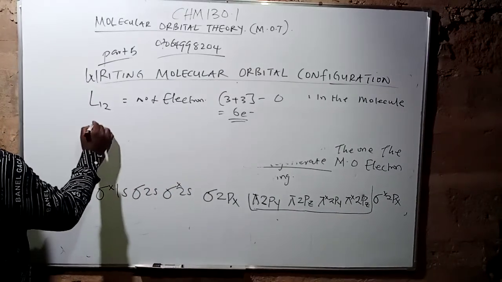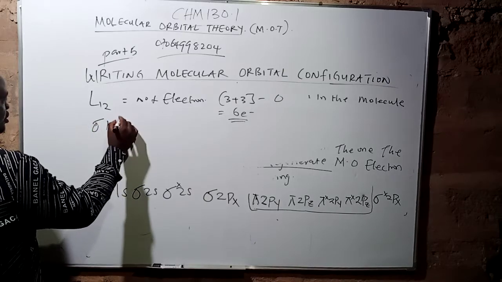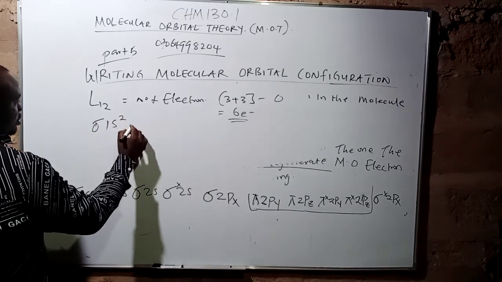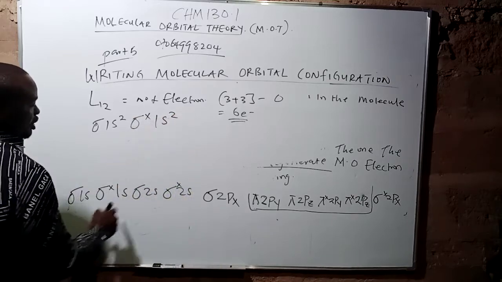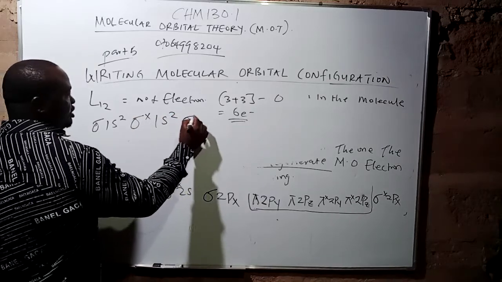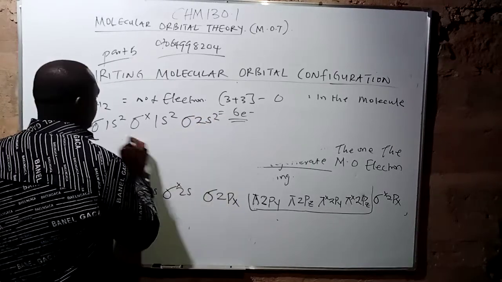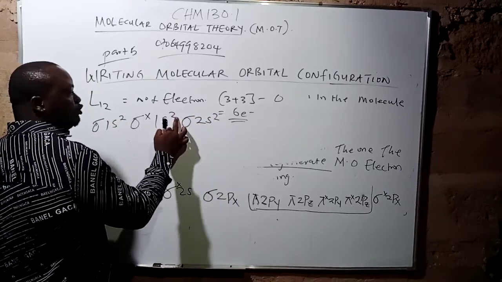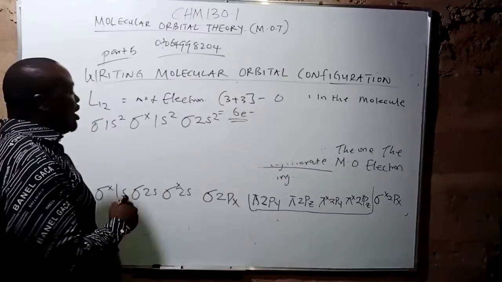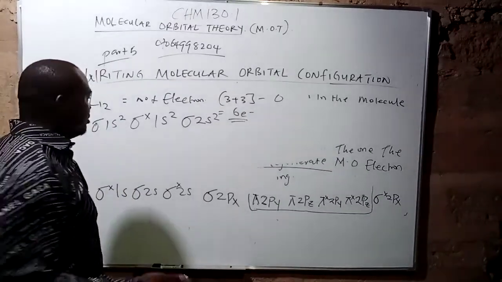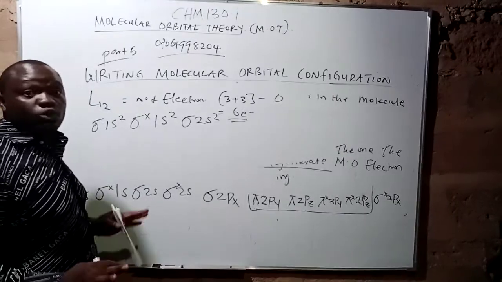So this is sigma 1s, you put 2. Then the next thing is anti-bonding sigma 1s, you put 2. The next thing is what? Sigma 2s 2, so this is 2 plus 2, 4 plus 2, 6. Just like writing electronic configuration 1s2, 2s2, 2p something. That's how it's working here.